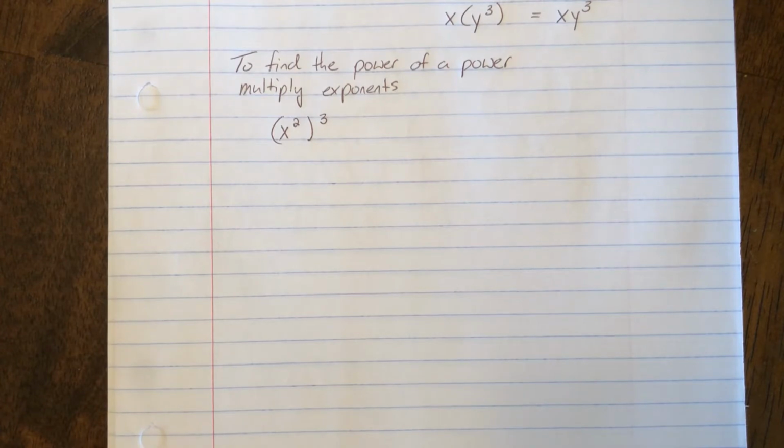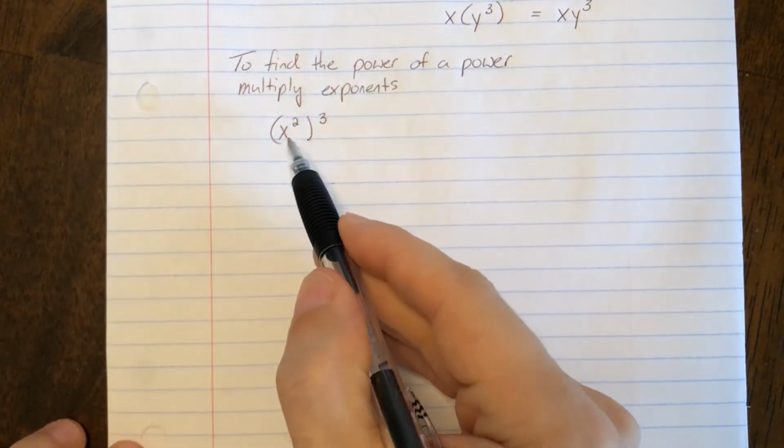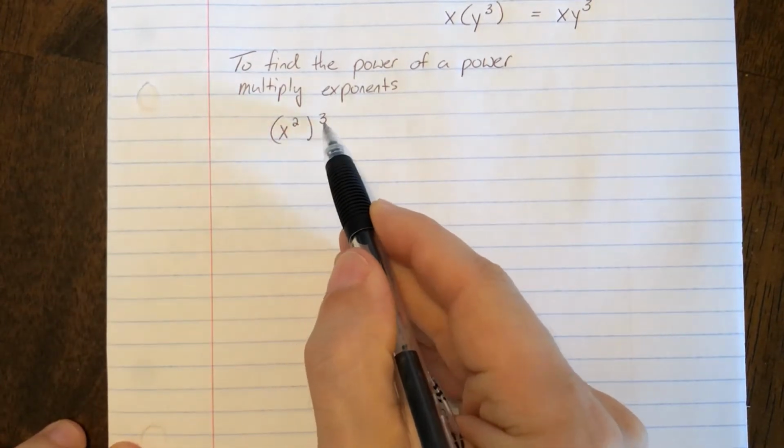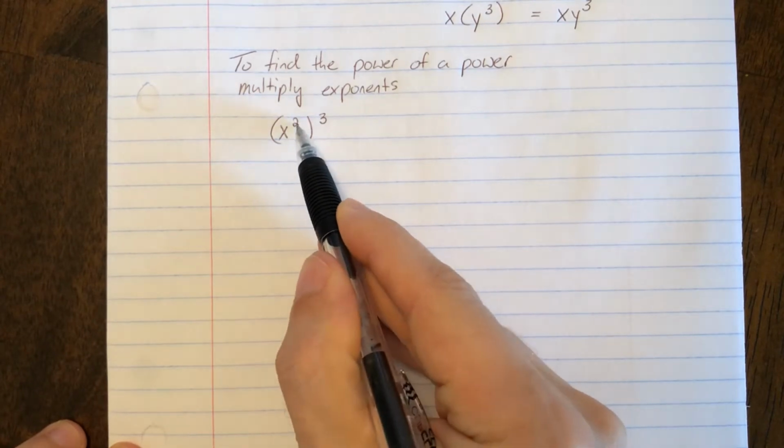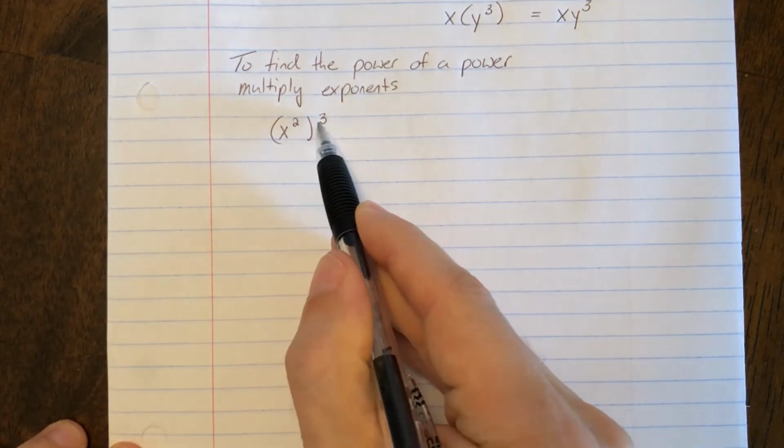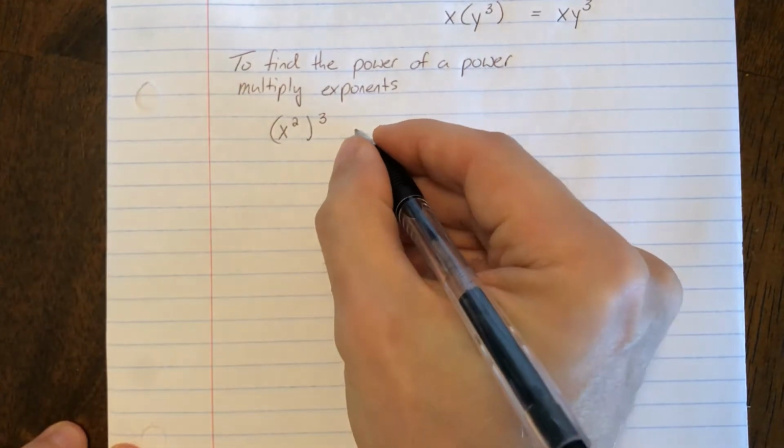So what we're going to go over for today's lesson is how to find the power of a power. In order to do that, all you have to do is just multiply the exponents. So for example, if you have an exponent and then you have an exponent on that, all you do is multiply these. So 2 times 3 is going to equal 6.